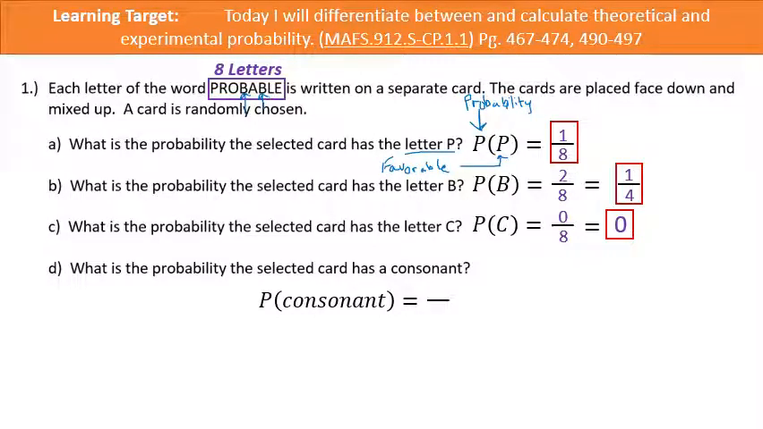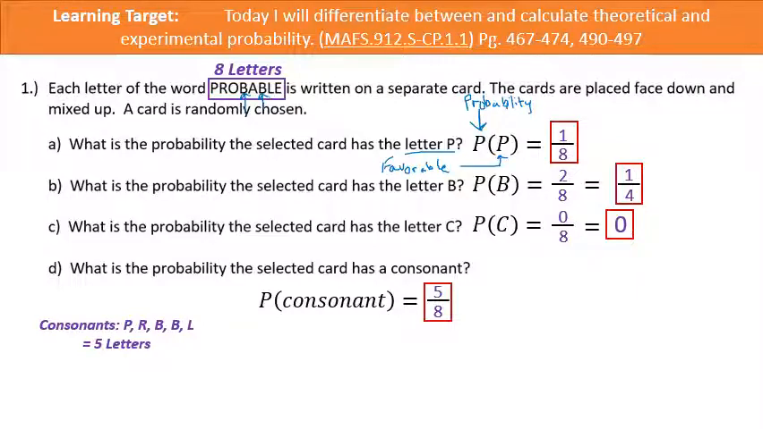Still going to be 8 letters. Let's look for our consonants: P, R, B, B, and L. Those are our 5 consonants. There are 8 total letters in the bag, and only 5 of those are a consonant, so the probability is 5/8, and that's it. Unless it tells you to convert it to a decimal, if it were me, I would always represent probability as a fraction because it's just easier.